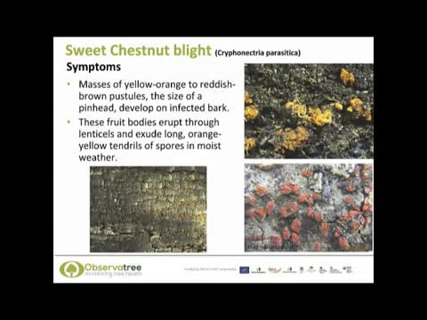So if you were to come across a tree which had been affected by Cryphonectria parasitica, this is what you might see on the bark. The image on the left-hand side shows what you would see with the naked eye. These orangey or brown structures emerging between the cracks in the bark. If you were to take out a hand lens and look closer, you would see what is illustrated on the right-hand side.